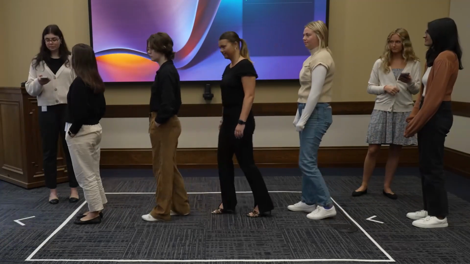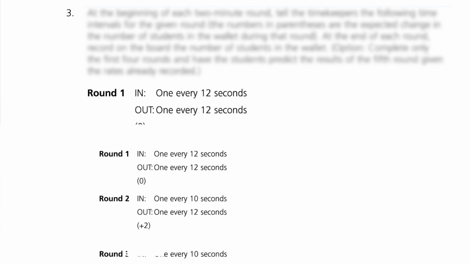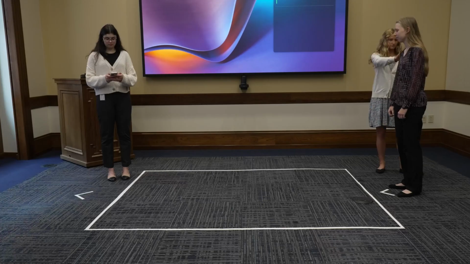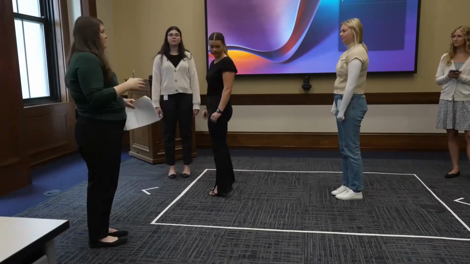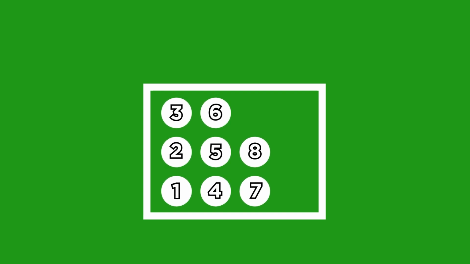The same number of students or dollars will start in the wallet at the beginning of each round. At the beginning of each 2-minute round, tell the timekeepers the following time intervals for the given round. The numbers in parentheses in the lesson packet are the expected change in the number of students in the wallet during that round. Results in your class may vary slightly. At the end of each round, record on the board the number of students in the wallet. Option: complete only the first 4 rounds and have the students predict the results of the 5th round given the rates already recorded. To keep this video short, we've sped up the simulation. As a reminder, you'll start with the same number of students in the wallet at the beginning of each round. We show 8 and will always start with 8 in the wallet.